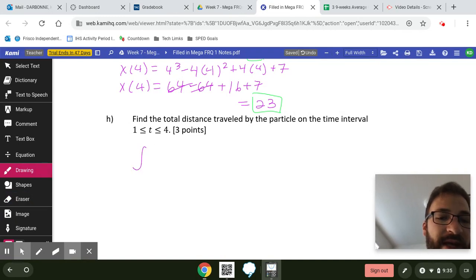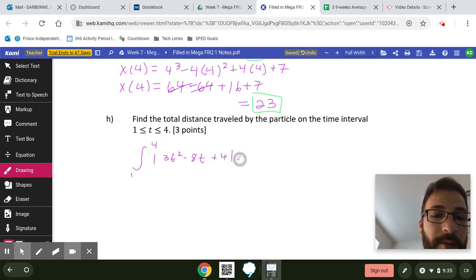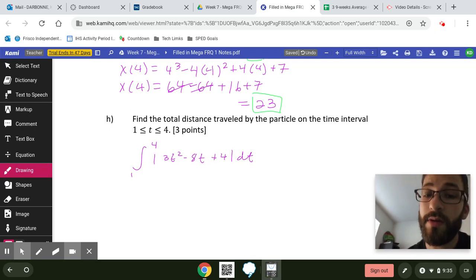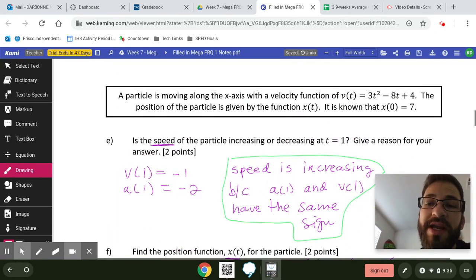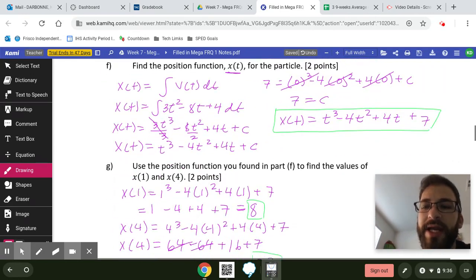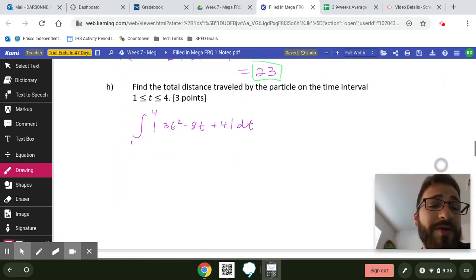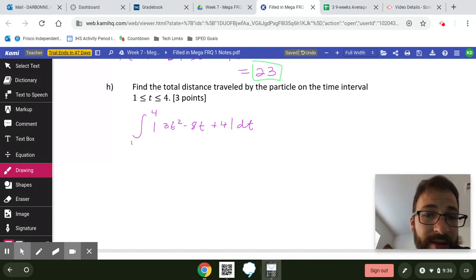So we want to find the integral from 1 to 4 of the absolute value of v of t, so 3t squared minus 8t plus 4 dt, for our total distance traveled. Now, one thing you might notice is that we're integrating an absolute value function, and we don't technically know how to do that by hand.